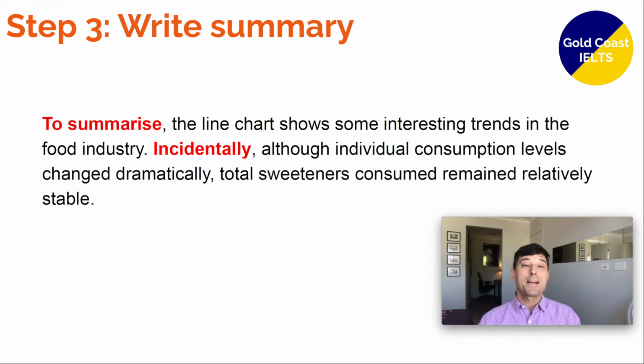So finally is the summary. We want to do 1 or maybe 2 sentences. So the first one is just looking at the chart from that big bird's eye view again. And the second one, hopefully boosting it up to a level 7, is going to be a concession sentence, starting with one of these concession linking phrases.